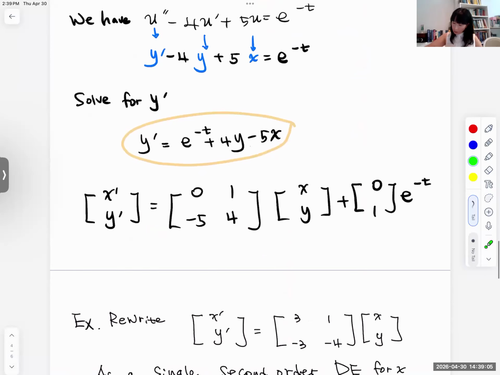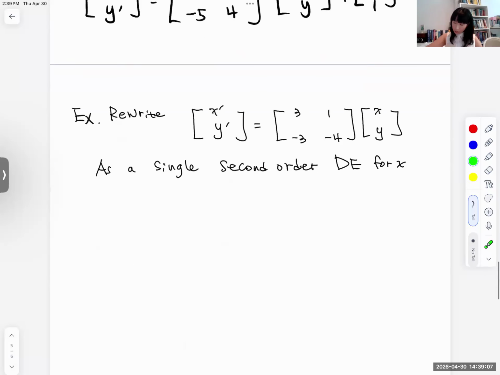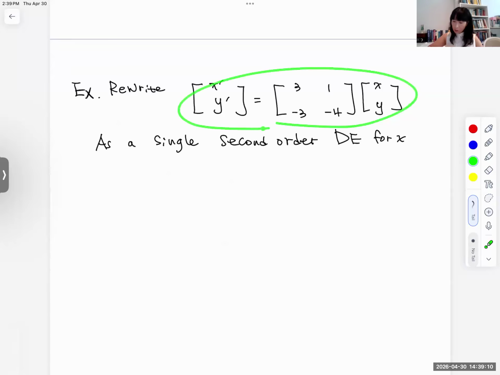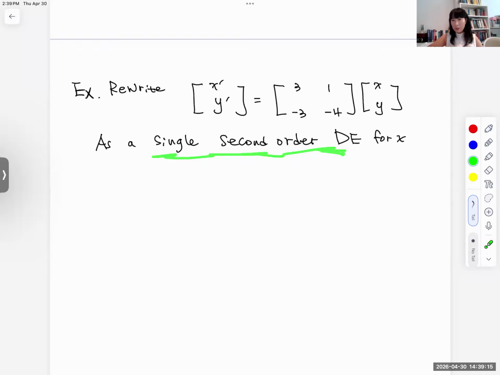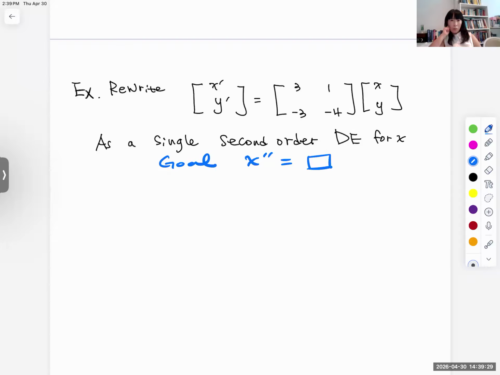Okay. All right. So this one we have rewrite the matrix form as a single second order differential equation for x. Okay. Single second order means that the goal is x second prime equal to something equation. Okay. All right. So let's do that.